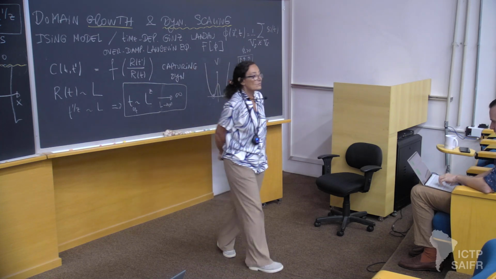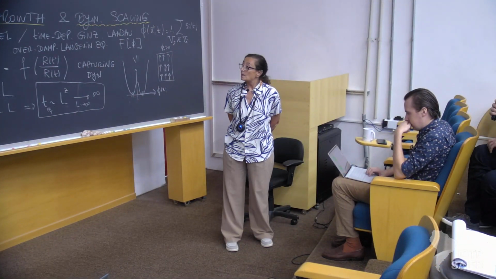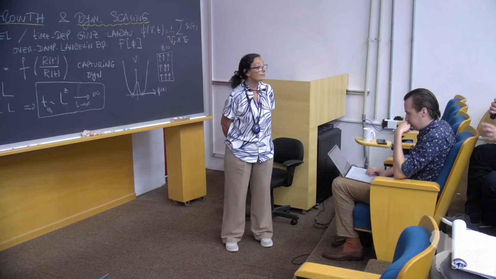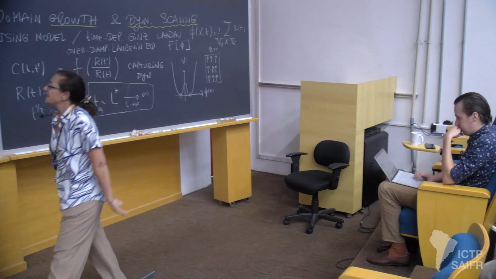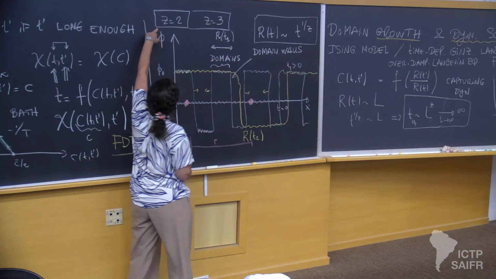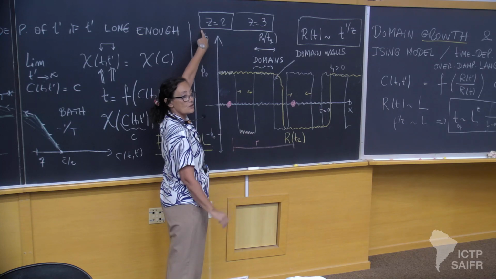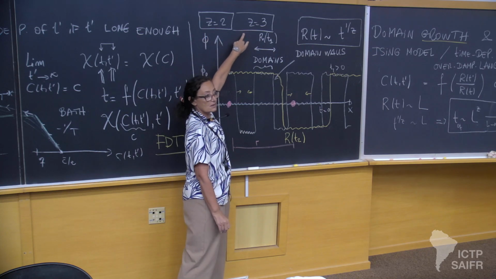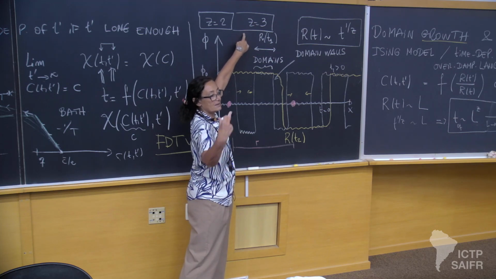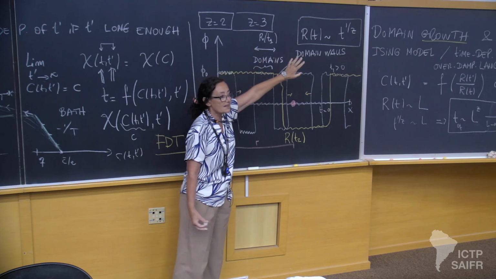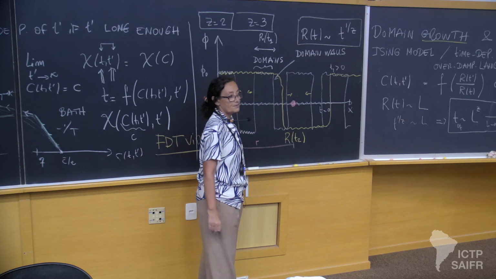Yes? Are these values for the z exponent independent of dimension? They are independent of dimension, yes. This is the class which is called non-conserved order parameter dynamics, like for magnetic systems with a scalar order parameter. This is for non-conserved order parameter, which is a scalar as well. But then you can have other classes, right? If you have conservation laws, you can have other values. But they are independent of dimension, yes.